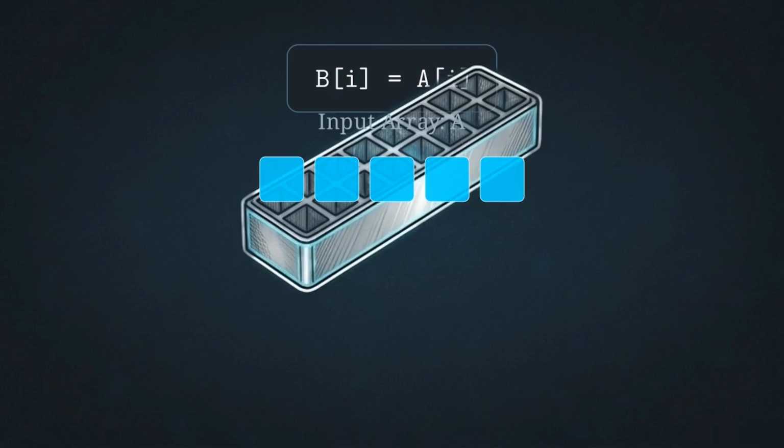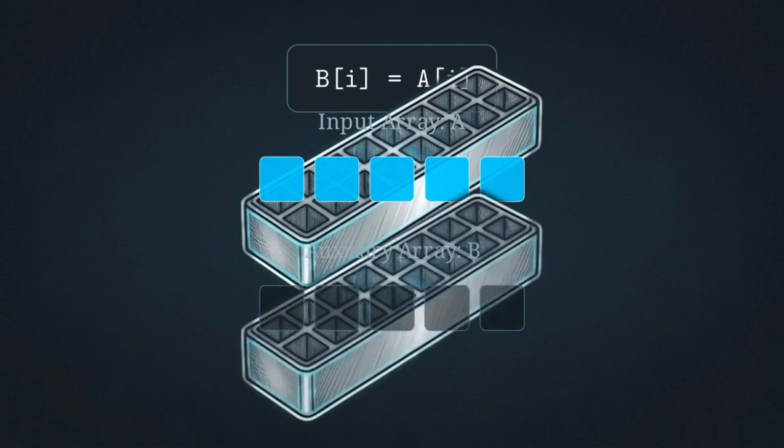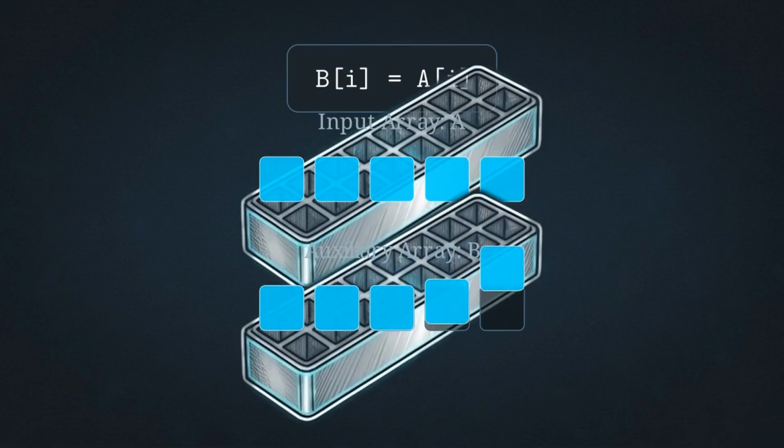Consider an algorithm built to copy one array into another. The first array is our input, but to execute the copy correctly, we have to generate an entirely new array of the exact same size. So our extra scratchpad memory grows directly alongside the input, resulting in a linear auxiliary space of O of n.